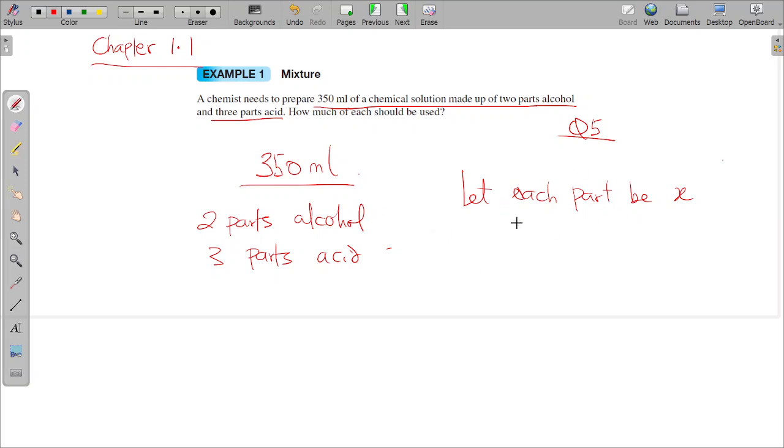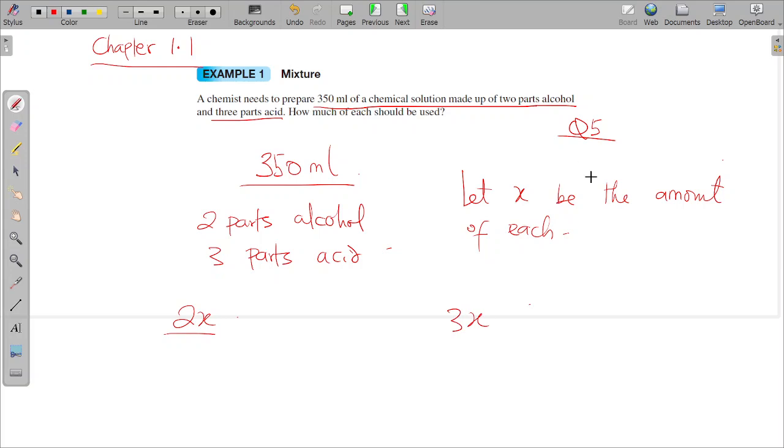Okay, so if each part is x, we have 2 parts of alcohol, so we can have 2x. Not how much each part, but how much each should be used. So let me write it properly, let x be the amount of each. Now this will be 2 times x. This one also, which is the 3 part, is 3 multiplied by x.